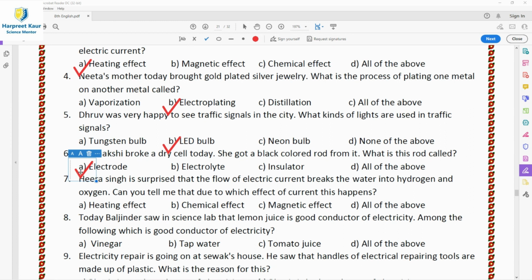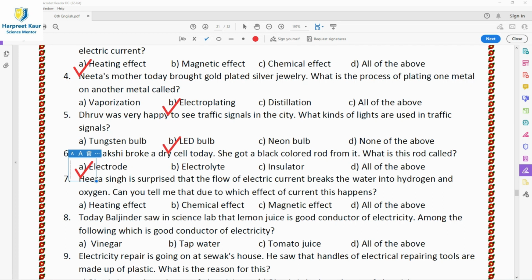Hence, coming back to our option A, electrode. So what is an electrode? It is a solid electrical conductor through which an electric current enters or leaves a system, a circuit. So in a dry cell, the carbon rods are used. Sometimes electrodes are carbon rods or metal rods, depending upon where they are being used. So electrodes mainly are of two types, anode and cathode. So here, in a dry cell, the carbon rods are used as an electrode.